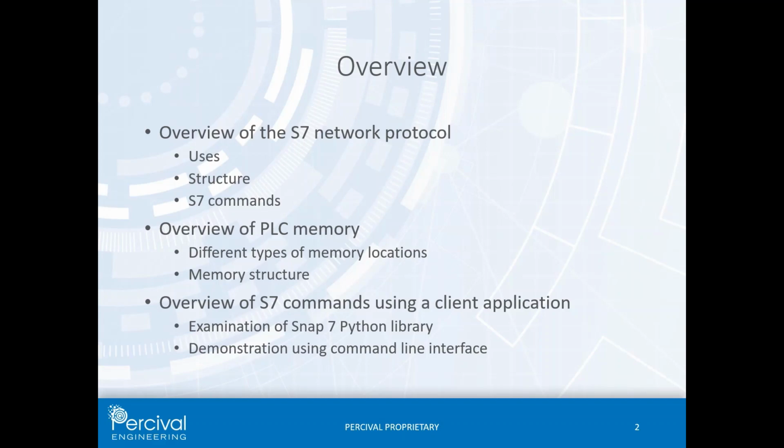Today I'm going to be providing an overview of the S7 network protocol. This will include its use cases, structure, and some of its most useful commands. I'll also be providing an overview of PLC memory. This will include the different types of PLC memory locations and the structure of a PLC's memory. To finish, I'll be providing an overview on issuing S7 commands using a client application based on the Snap7 Python library.